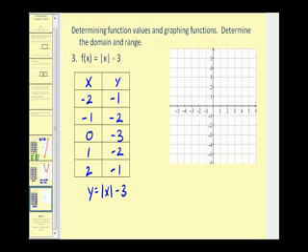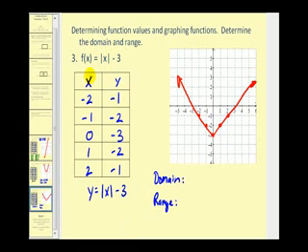Let's go ahead and plot these points. We have -2, -1, -1, -2, 0, -3, 1, -2, and 2, -1. So depending on your experience graphing absolute value equations, this produces a V-shaped graph, as we see here. Let's see if we can figure out what the domain and range would be.